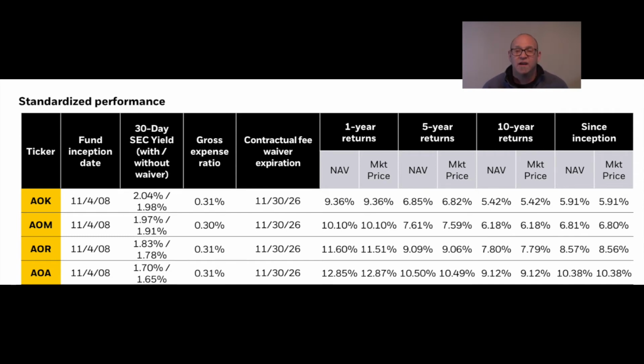Since the inception, now you guys, these funds have been around since 2008, so these are coming right out of the end of the Great Recession, right? Since inception, the conservative funds are about 5.91%, so almost 6%. The moderate is about 6.81%. The growth fund is about 8.57%, so what we would expect, right? 8 to 10%. And the aggressive is 10.38%.